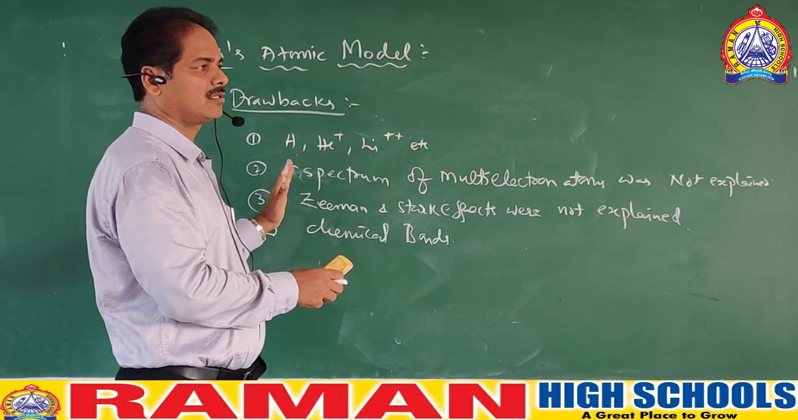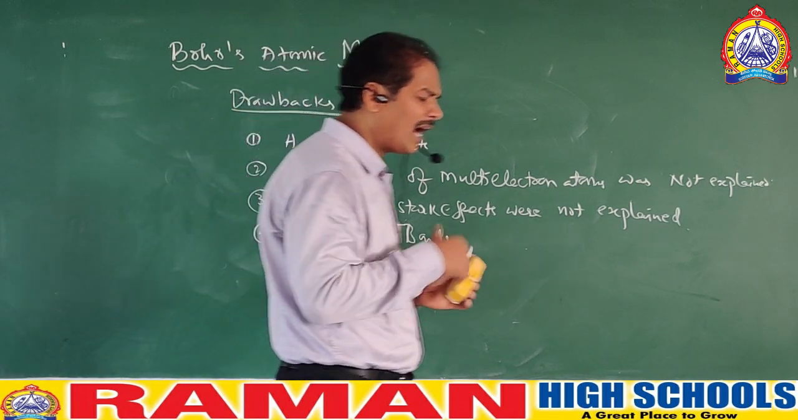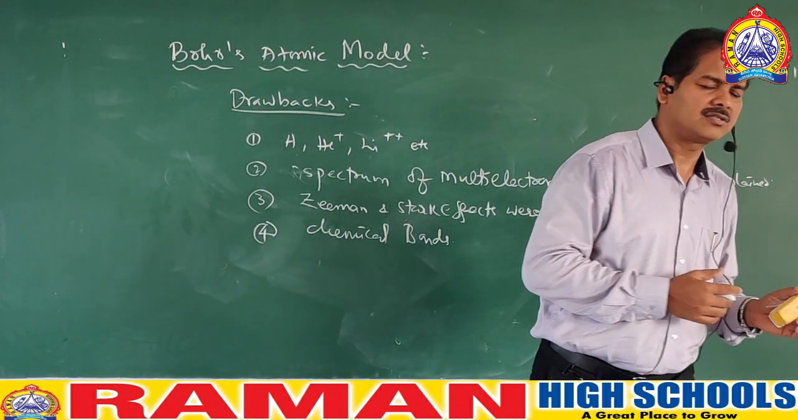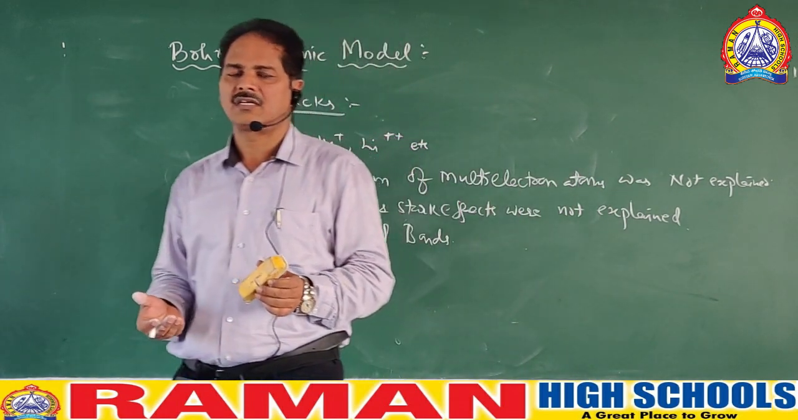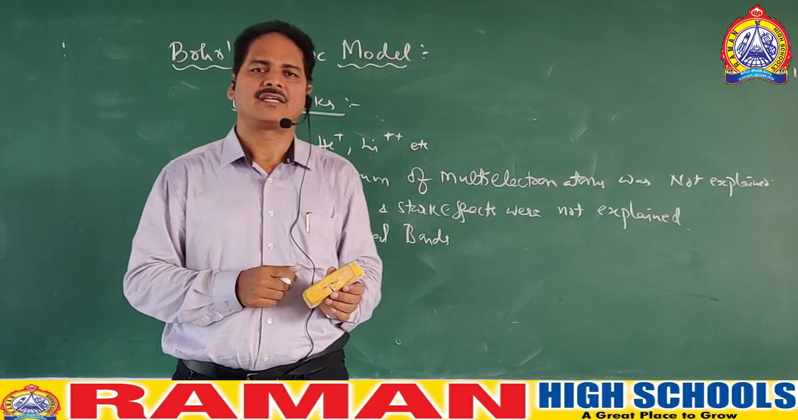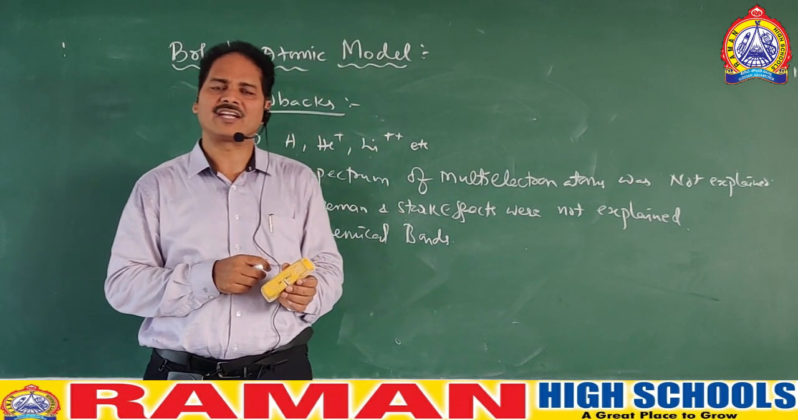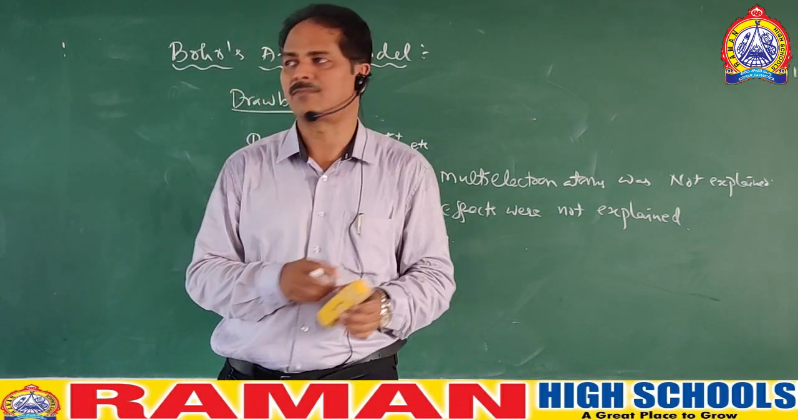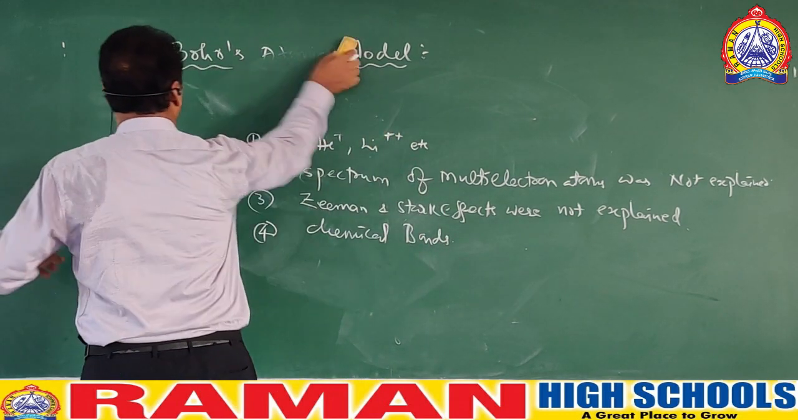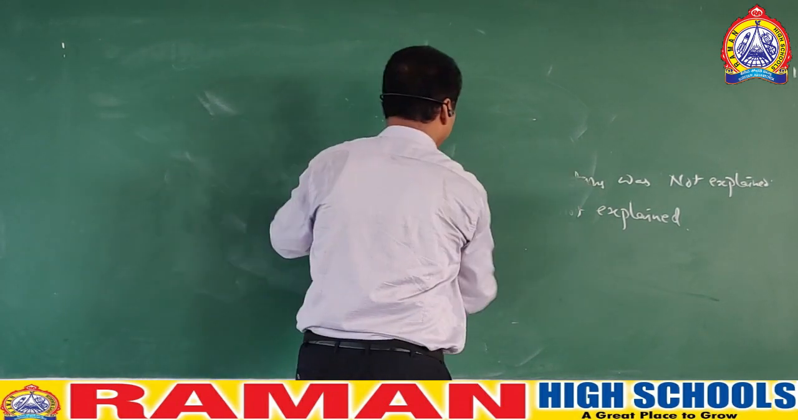So this is about Bohr's atomic model. After Bohr's atomic model, so many scientists tried to give clarifications on various aspects, especially regarding the orbits. So a scientist named Sommerfeld introduced his atomic model called Sommerfeld's atomic model. So let us go into Sommerfeld's atomic model.